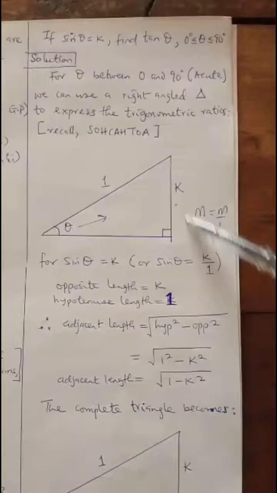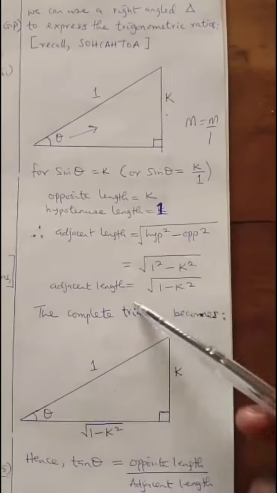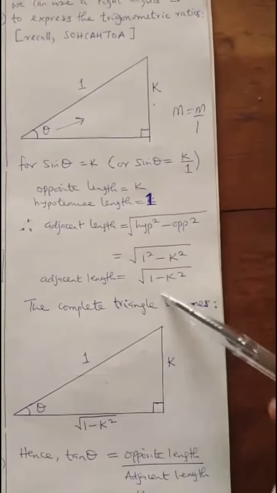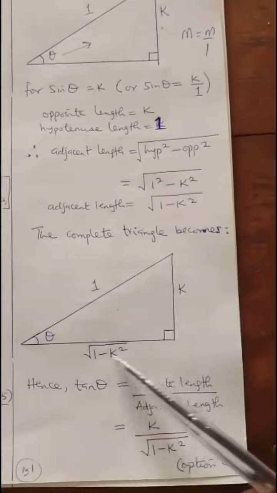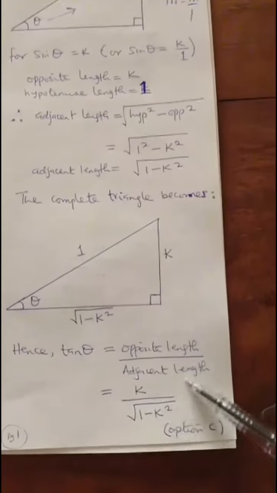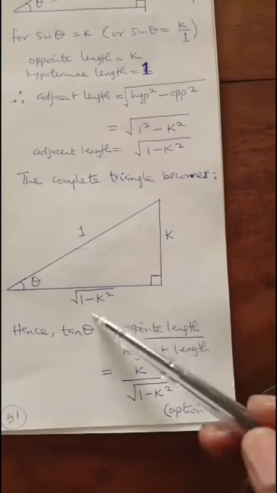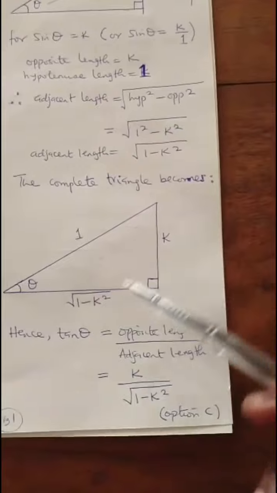To find the adjacent of your right angle triangle, use Pythagoras. Pythagoras will give you this root of 1 minus k squared. So all of these are the adjacent. So slot it into your shape, and then tan theta is opposite over adjacent. k opposite over adjacent. Opposite over adjacent, k over this.